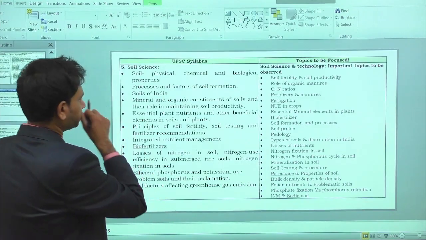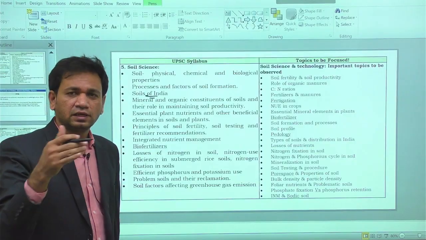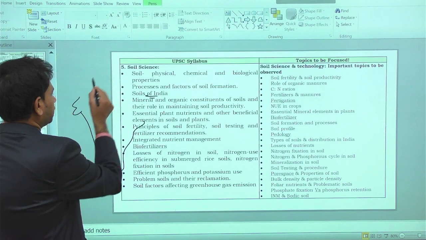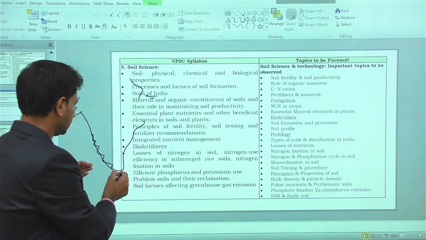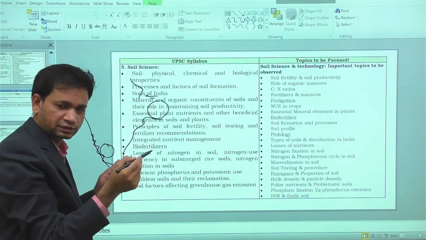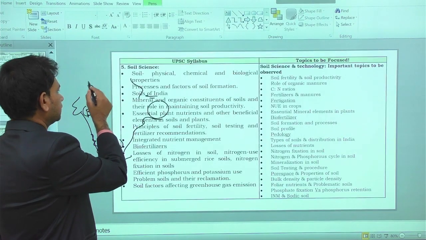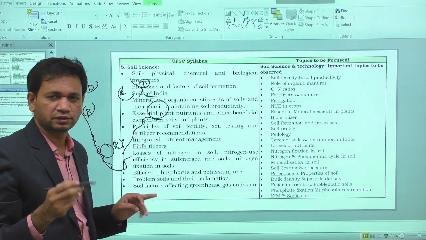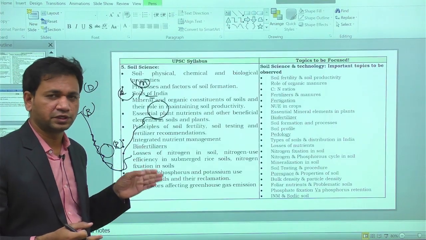Then we have the syllabus called soils of India. When we travel from one region to another, especially in India, different types of soil are possible. Some are lateritic soil, across the Western Ghats as well as in the northeastern region. Some are red soil, some are black soil, some are desert soil, some are mountain soil, and some are alluvial soil. These are the general classifications in the distribution of soil types from one region to another.